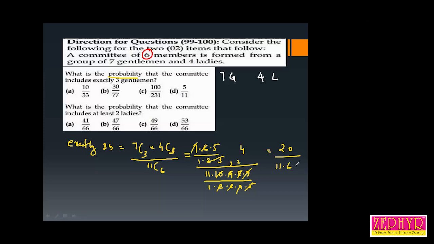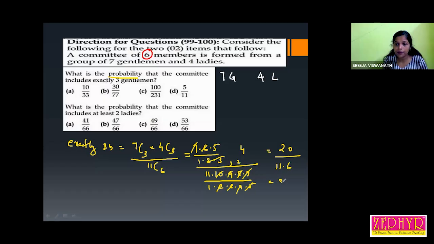Option A? Yes. 10 by 33. So here 10 by 66, that is 10 by 33. Option A.